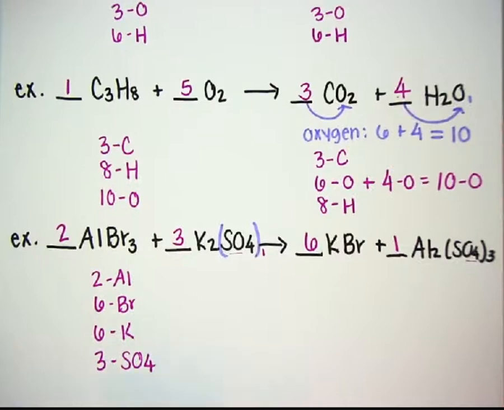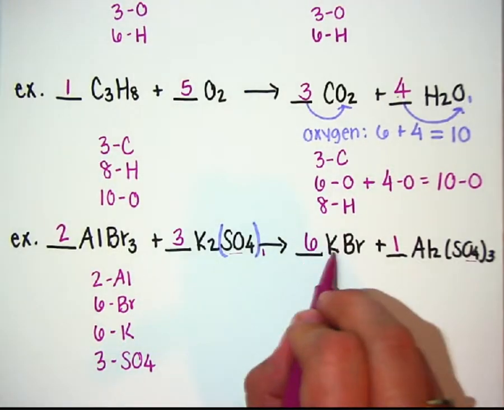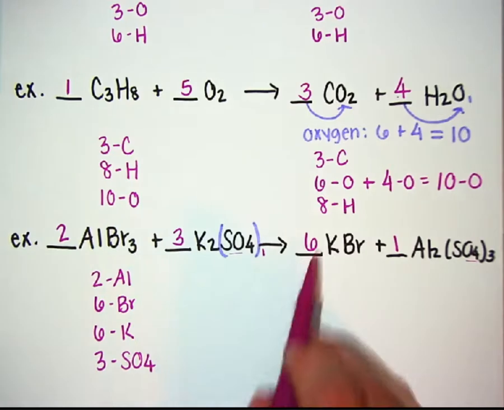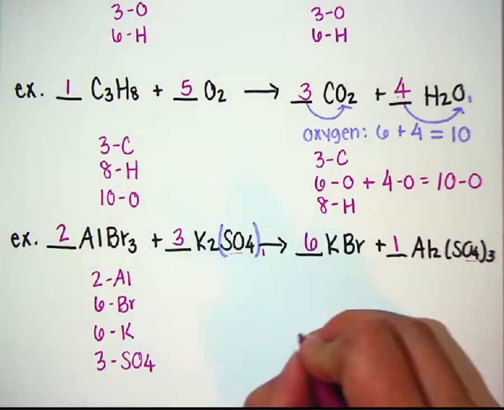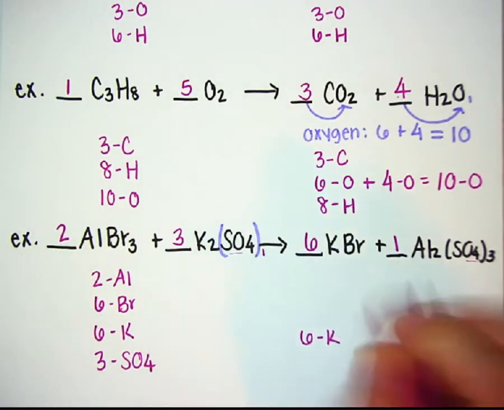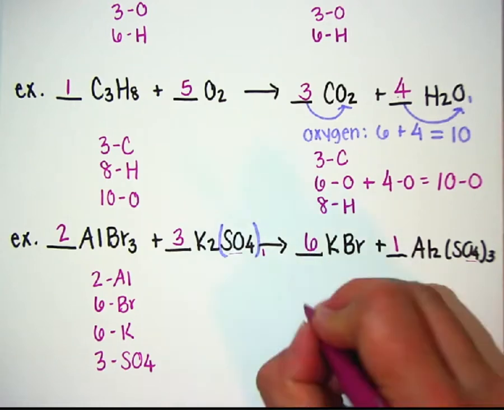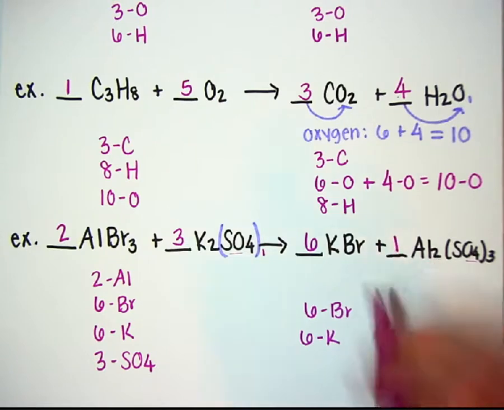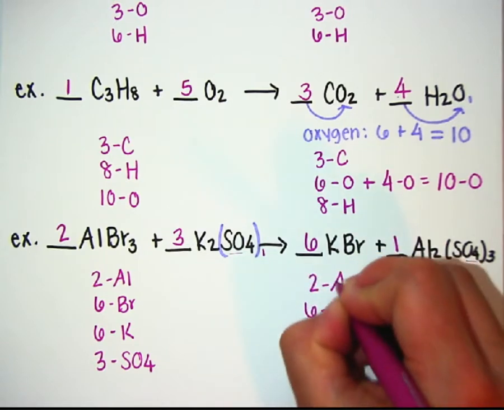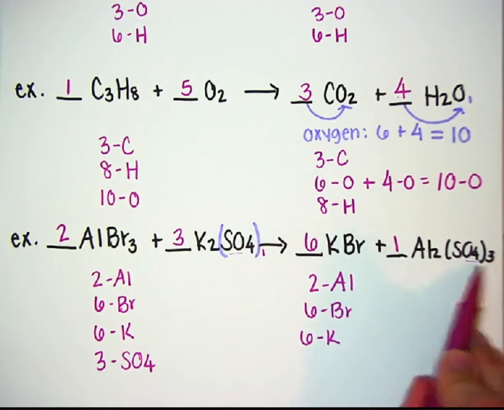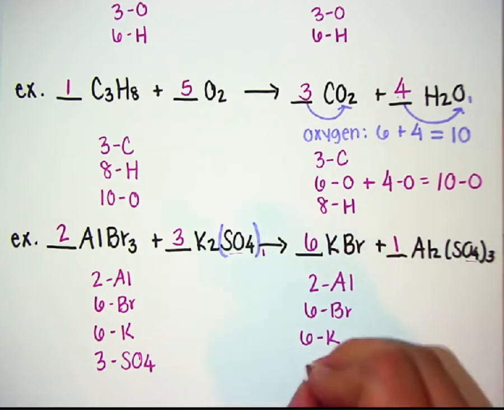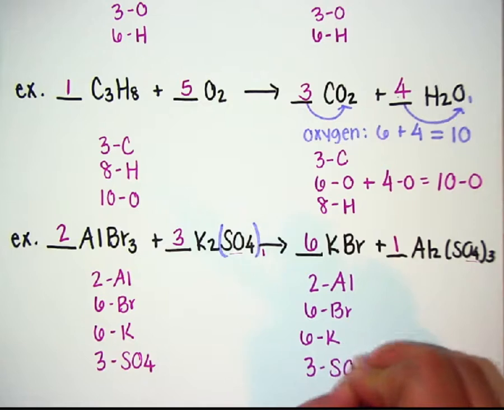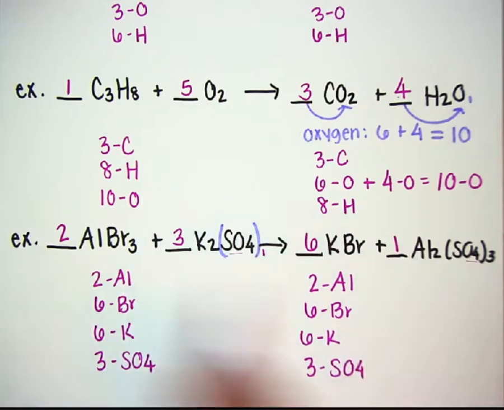Let's go to the right side of the arrow. Coefficient multiplies everything in that formula. 6 potassiums. 6 bromides. 1 times 2 gives me 2 aluminums. 3 sulfates times 1 gives me 3. Check to make sure that every single ion in your reaction is the same on both sides of the arrow.